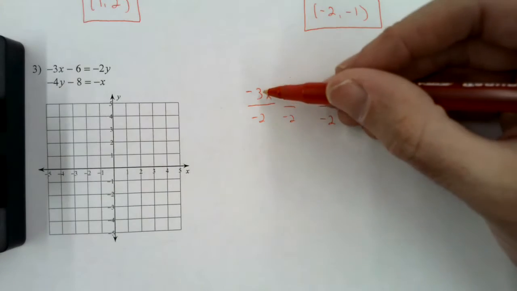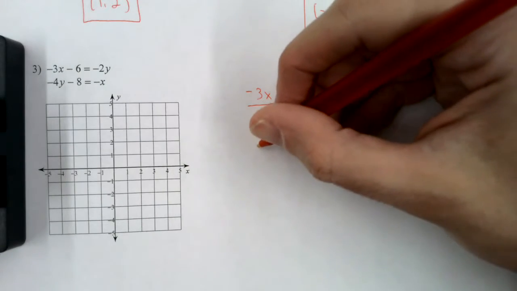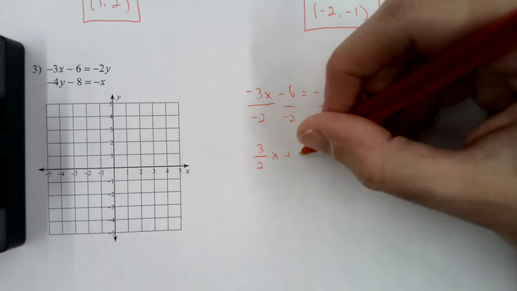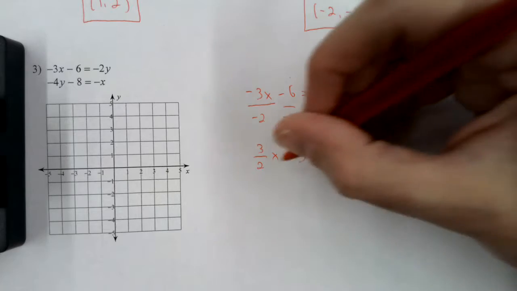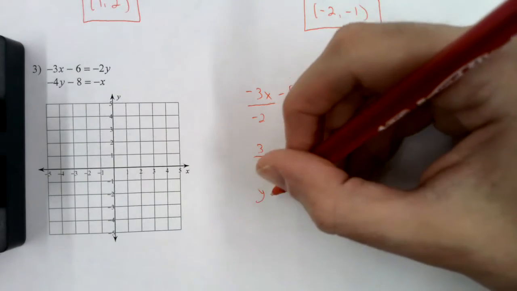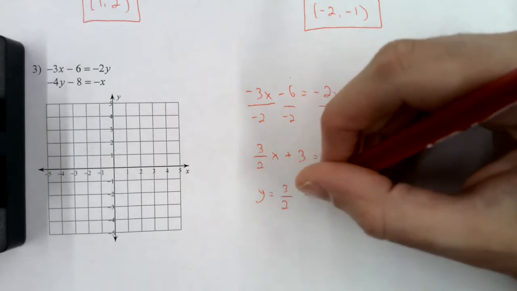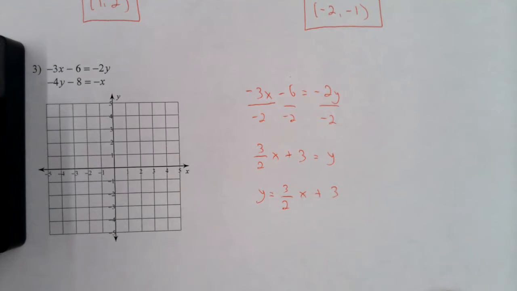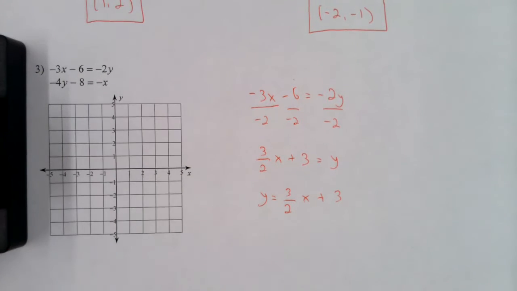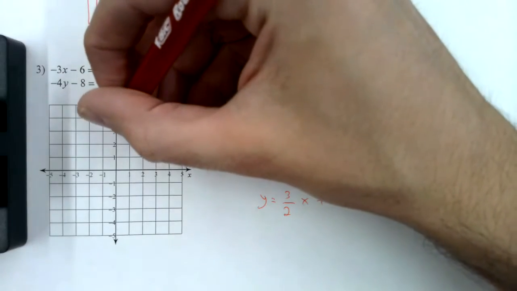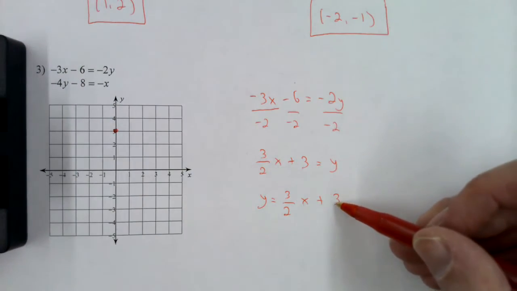And you get positive 3/2 x plus 3 equals y. Let me just rewrite that so the y is on the left. y equals 3/2 x plus 3. Okay, so the y-intercept is going to be positive 3. The y-intercept is positive 3.